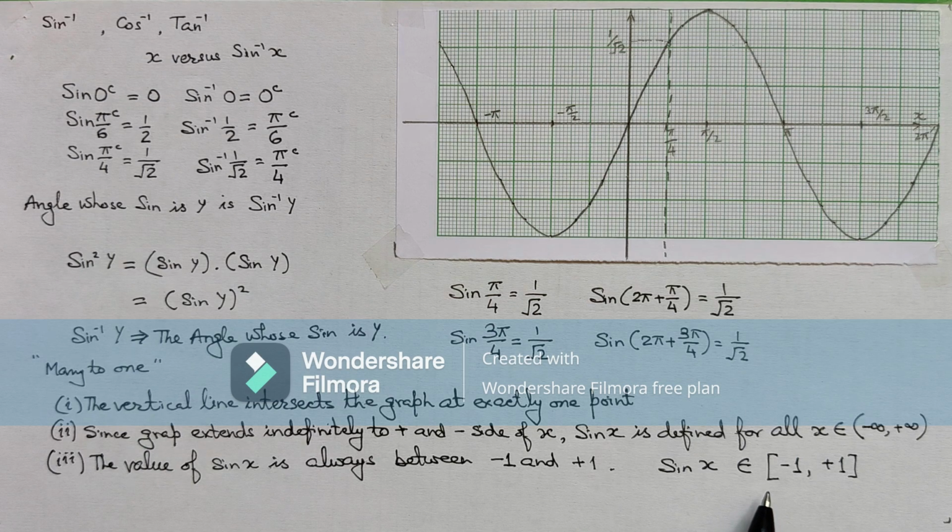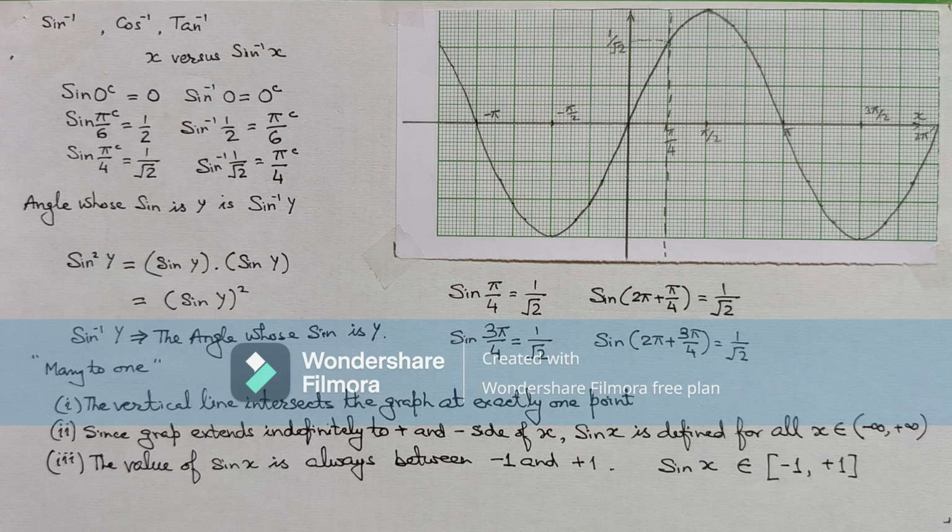This square bracket here indicates minus 1 is included in the possible values of sin x, plus 1 is included in the possible values of sin x. This small bracket here means minus infinity and plus infinity. Since infinity is not an actual number, value of x cannot be minus infinity. However, it can be as small, as big a negative number as you want, or as big a positive number as you want, excluding infinity. That is why this is small bracket.